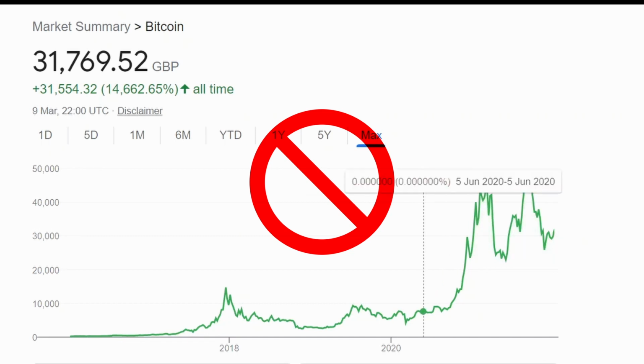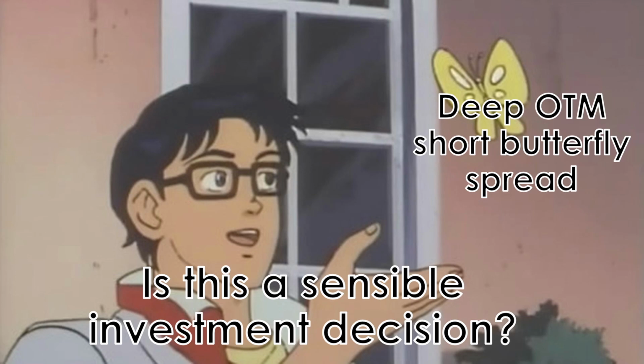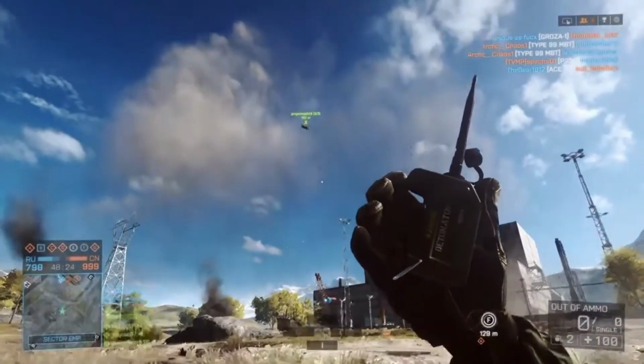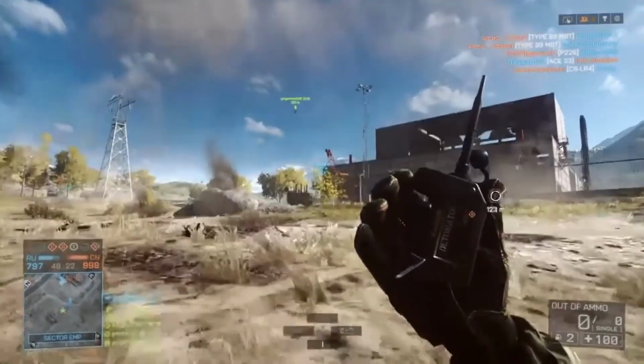Yeah, you won't find too many long butterfly spreads on Bitcoin. Butterfly spreads can be sold to have the opposite effect, returning a small profit if the price moves significantly, but a small loss if it stays relatively the same.